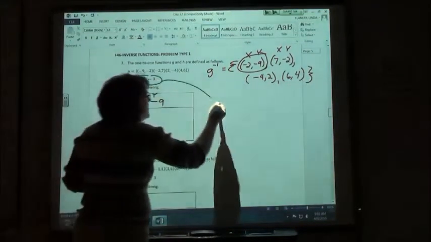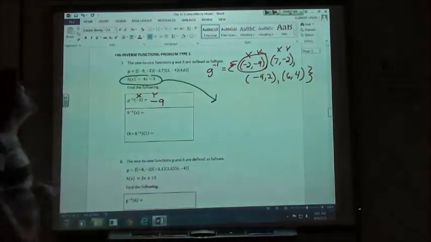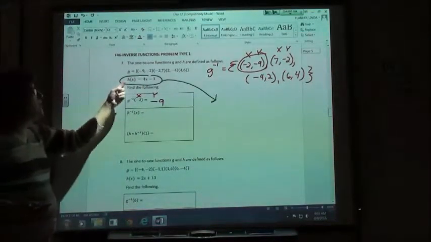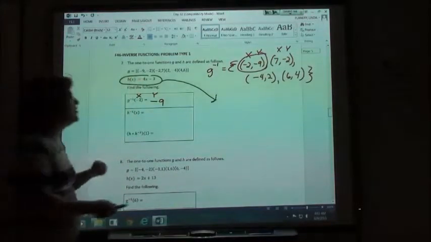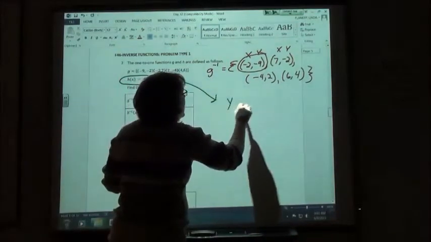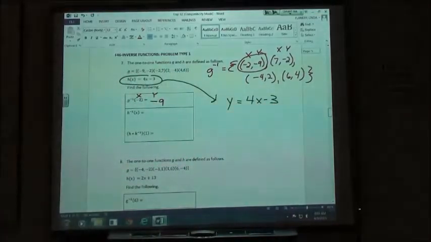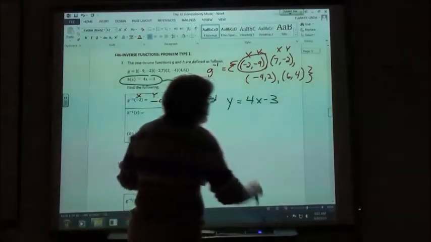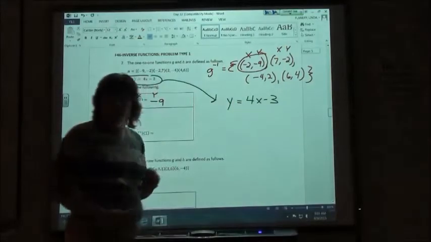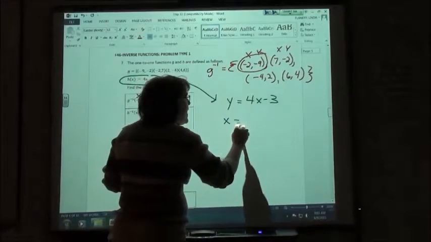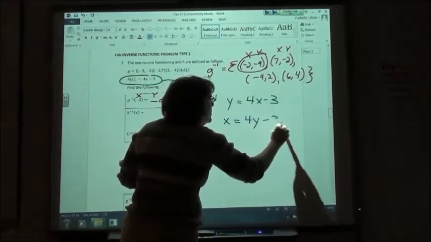Now, on the next part, we have this. However, we want to write it in regular notation instead of functional notation. So instead of writing h of x equals 4x minus 3, I'm going to write it as y equals 4x minus 3. That would be how we would have to write it to draw the graph. Inverse functions are when you switch the x and the y around. So we're going to do the inverse. The inverse means I'm going to do x equals 4y minus 3.